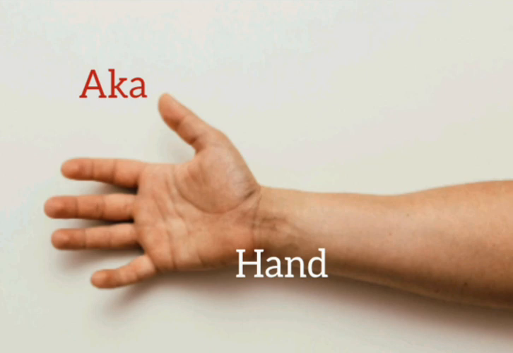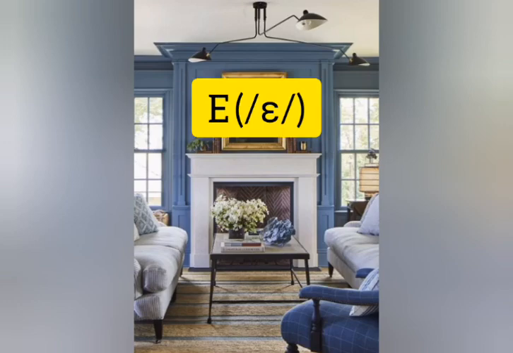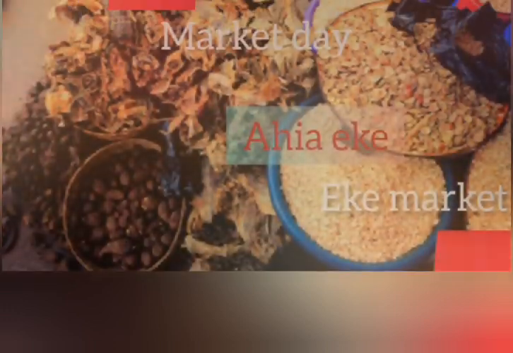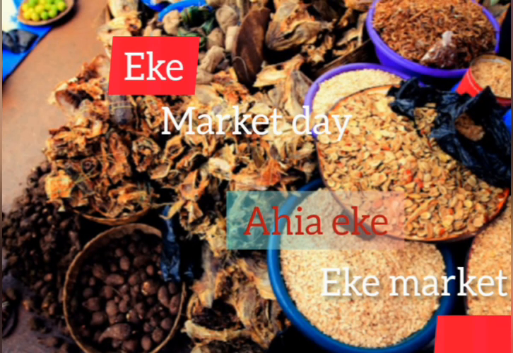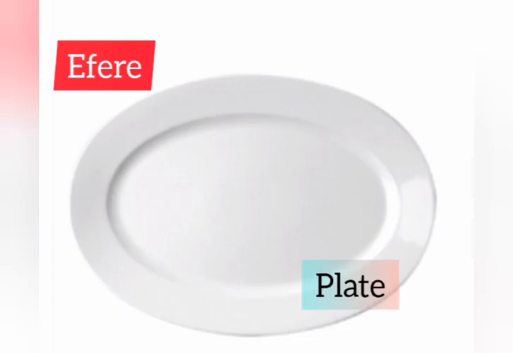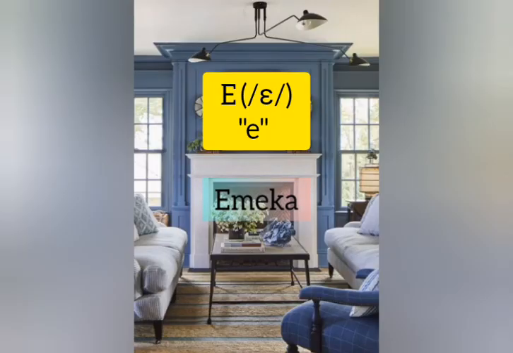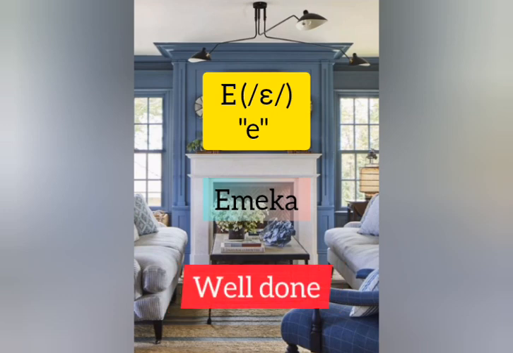Let's go to the next vowel. E. E sounds like the E in met. An example of an Igbo word for E is Eke, a market day, one of the 4 Igbo market days. Another word is Efere, which means plate. Another word is Emeka, which means well done.